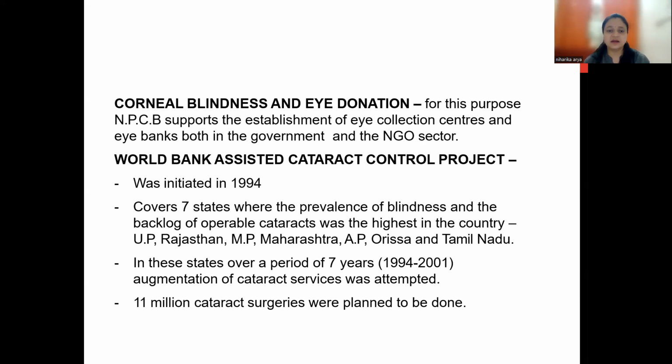The World Bank assisted cataract control project, which was initiated in 1994, covers 7 states where the prevalence of the blindness and the backlog of operable cataract was the highest in the country, like UP, Rajasthan, MP, Maharashtra, Andhra Pradesh, Odisha, and Tamil Nadu. In these states, over a period of 7 years, augmentation of the cataract surgeries was adopted. 11 million cataract surgeries were planned to be done.